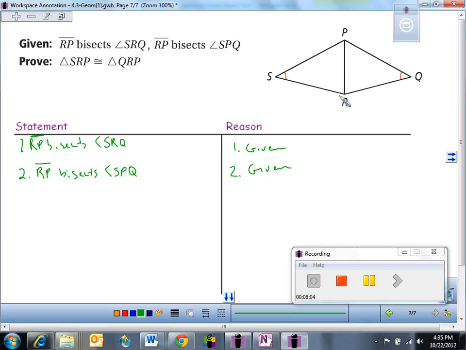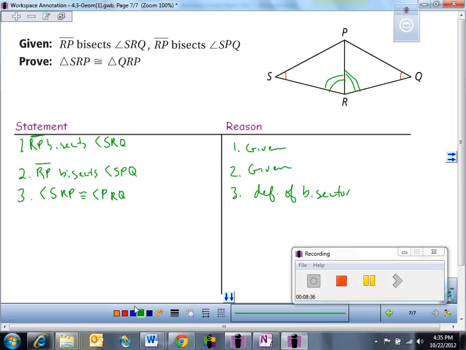So angle SRQ would be this angle here. So then RP bisects it. So then by the definition of bisect, we're going to get this angle and that angle the same. So let's write that down. So angle SRP is congruent to angle PRQ, and we knew that because of the definition of bisector.